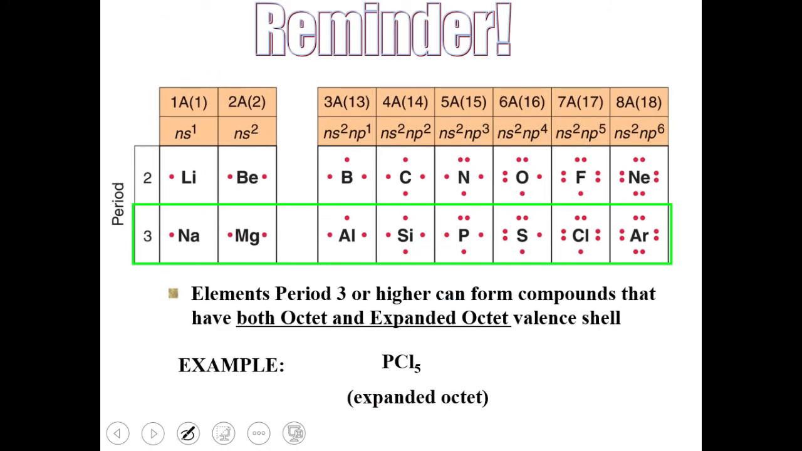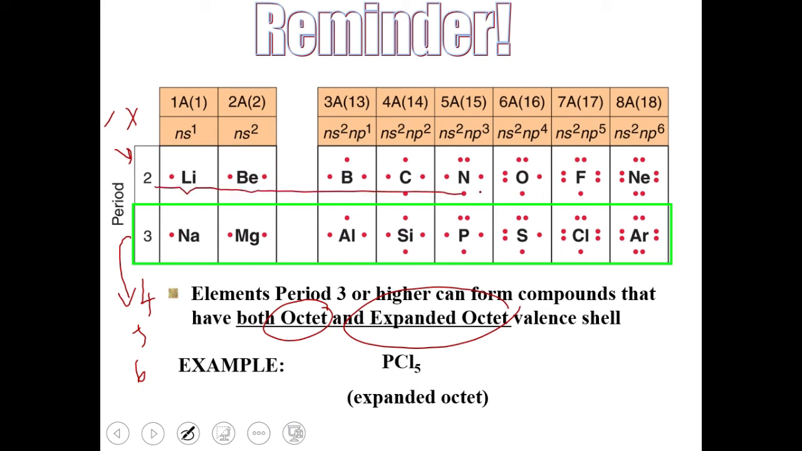So, reminder again: only period 3 and below. Period 2 cannot form expanded octet. Periods 3, 4, 5, 6 can form expanded octet. So they can choose whether they want to obey the octet or the expanded octet. It doesn't matter, they are not wrong. But for period 2 elements, only octet. If you do expanded, you are wrong.